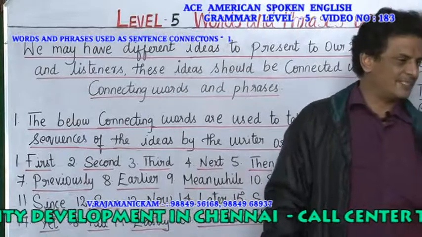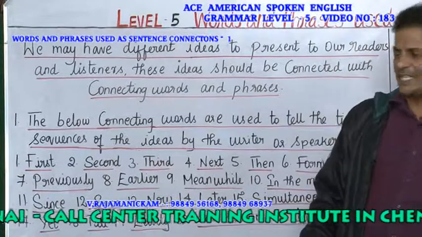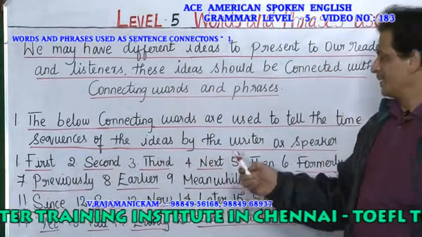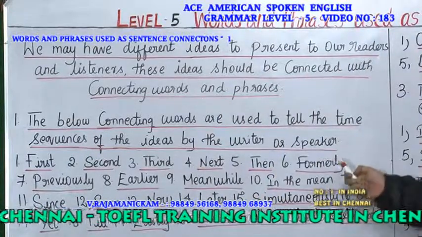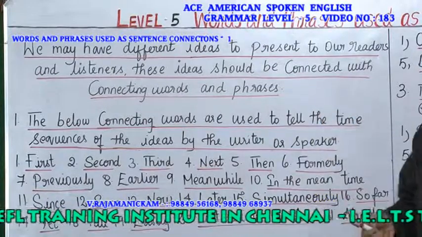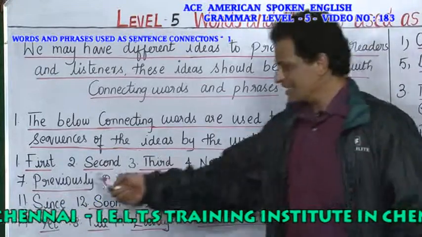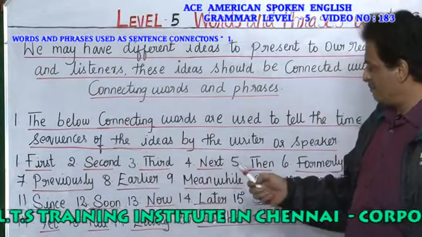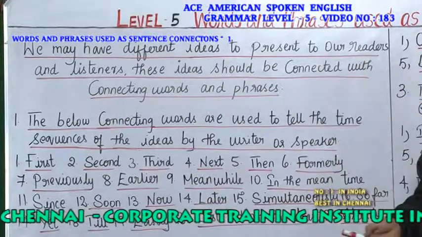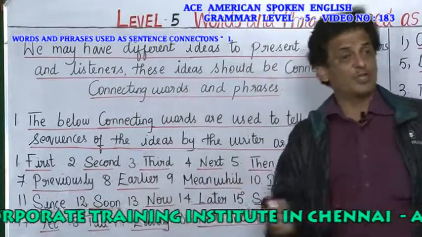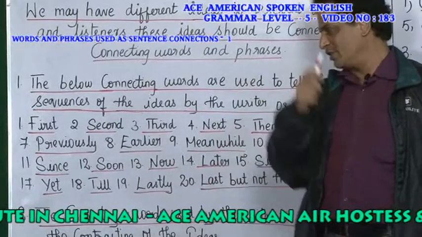Number 1, first. First, I got up early in the morning at 6 o'clock. Second, I brushed my teeth. Third, I took a bath. Next, I took my breakfast. Then, I took my bike. Formerly, I used to take my car. Previously, earlier. Meanwhile means at the same time. In the meantime, exactly at the same time. Since, from that time onwards. Since my childhood. Soon I will go to my office.